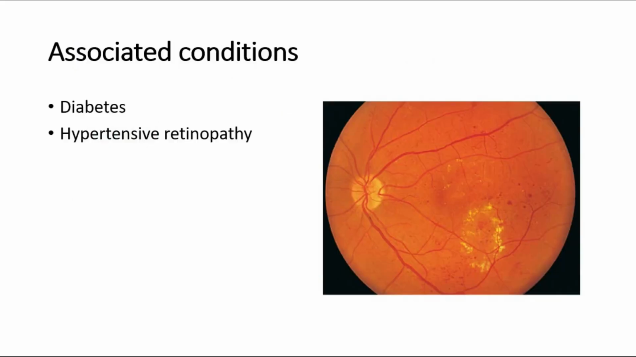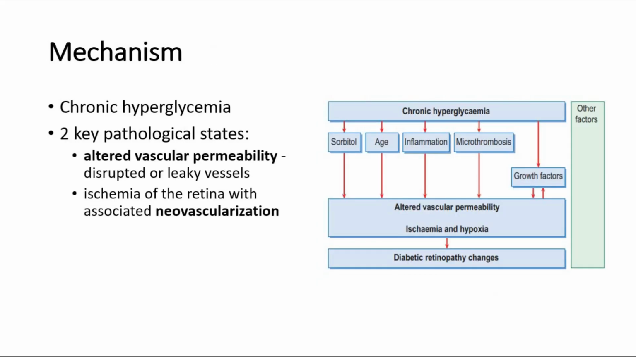This is a fundoscopic picture of the left eye, seen in a diabetic patient. Over here, you can see some small dot hemorrhages, microaneurysms, and lipid exudates. Chronic hyperglycemia is thought to be the main reason for diabetic retinopathy. It ultimately leads to two key pathological states: altered vascular permeability, and ischemia of the retina with associated neovascularization.